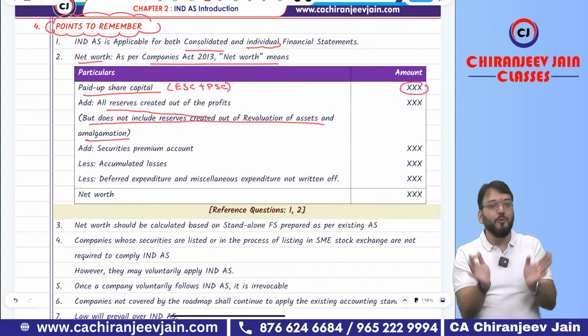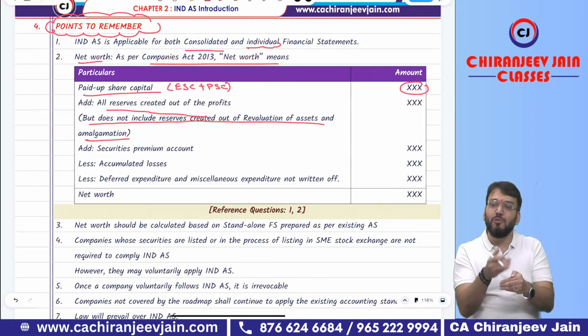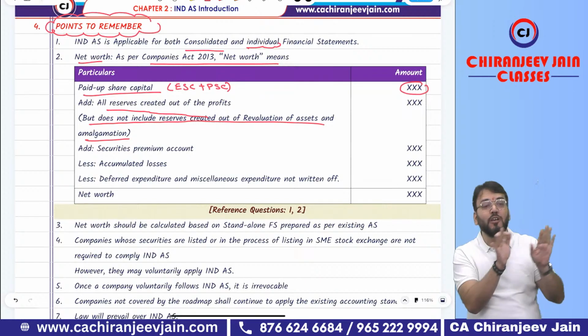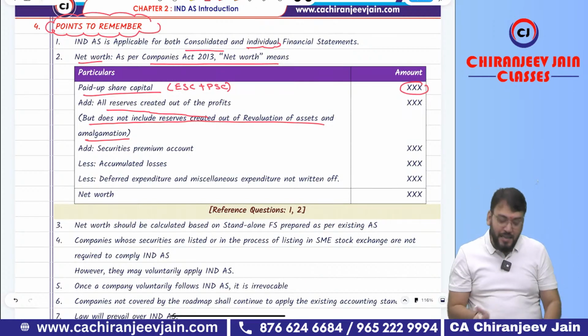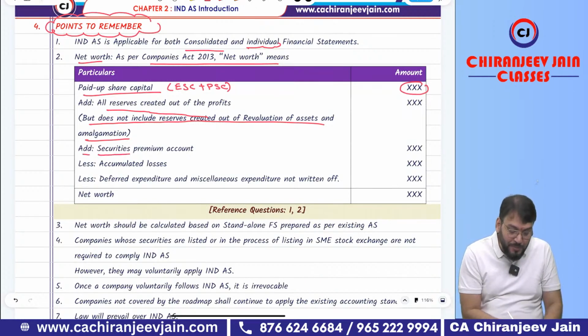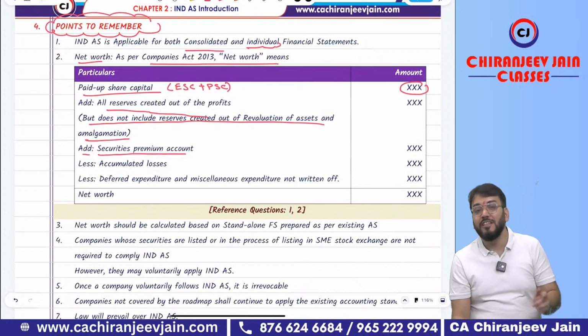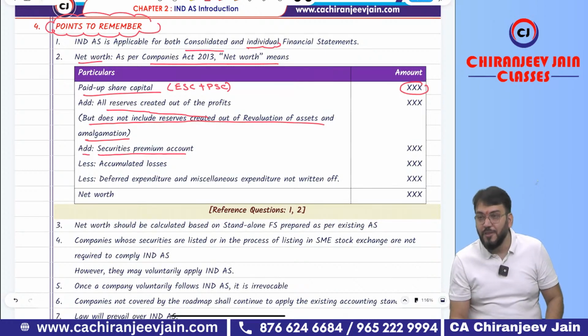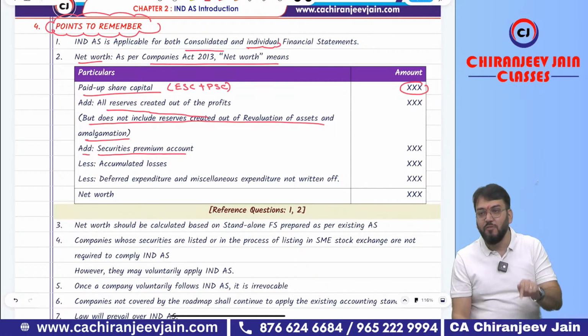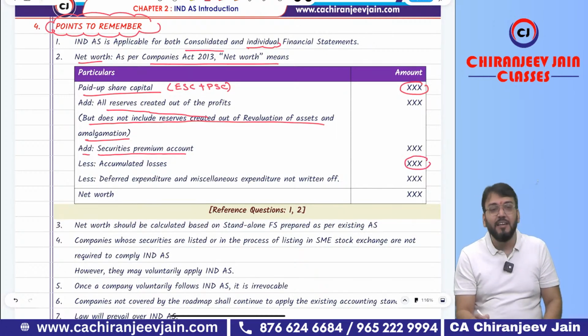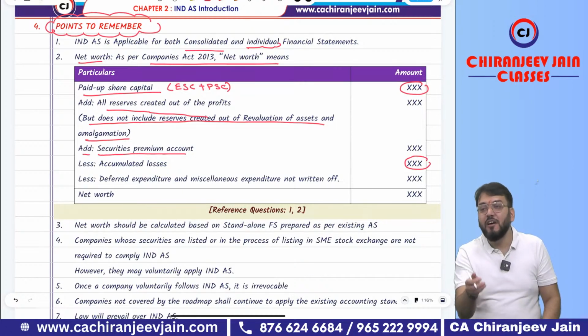Okay, sir. But I hope you have understood that securities premium is shown under the head reserve and surplus only because of Bakwas Companies Act, and therefore they have added securities premium separately because it is not created out of profit, but it will be part of net worth. Got this point?